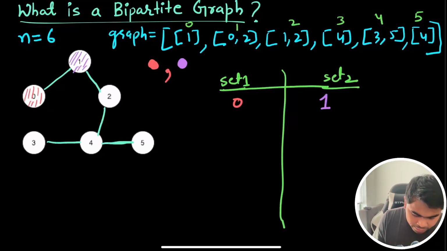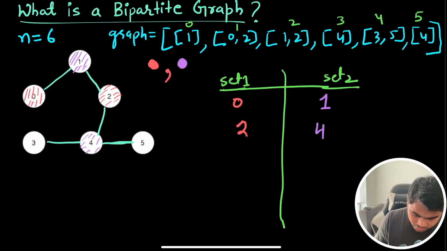But the next color needs to be flipped. It has to become red. So this one will be assigned red, and it needs to be put into the group set 1. So 2. Then what are the neighbors of 2? 2's neighbor is 4. So then we'll flip the color this time. 4 will be added to set 2. Then what about neighbors of 4?